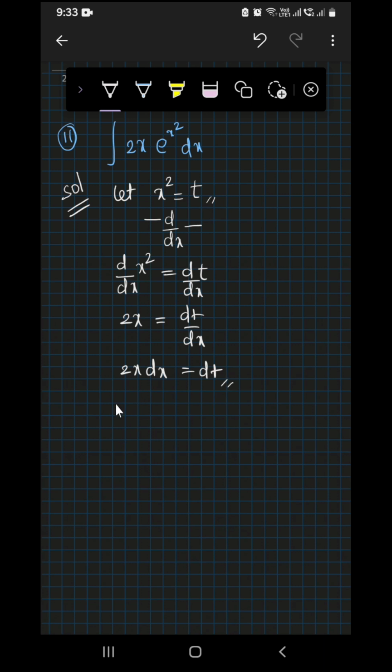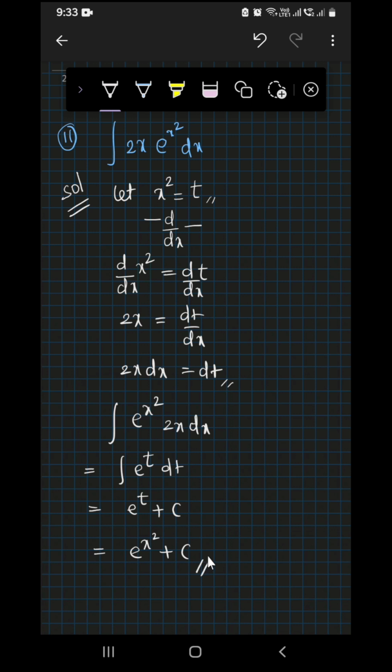So we get integration of e power x square 2x dx. So here e power x square is equal to t and 2x dx is equal to dt. We get integration of e power t only, plus c. Now e power t, t is taken as x square, plus c. So this is the answer for the given problem.